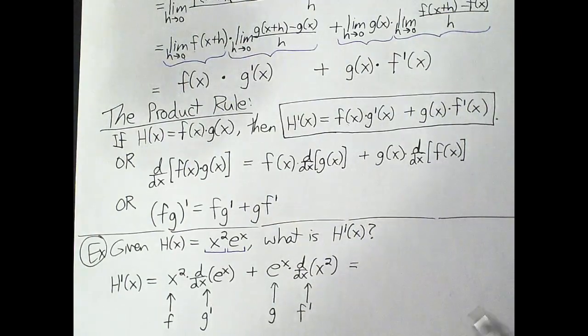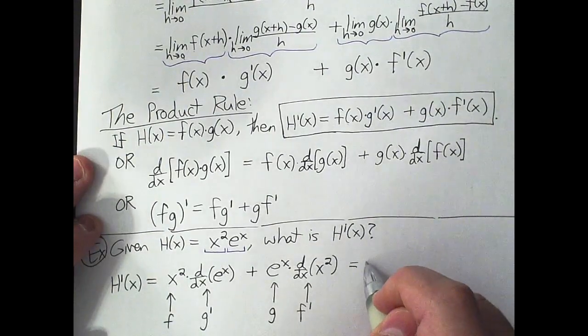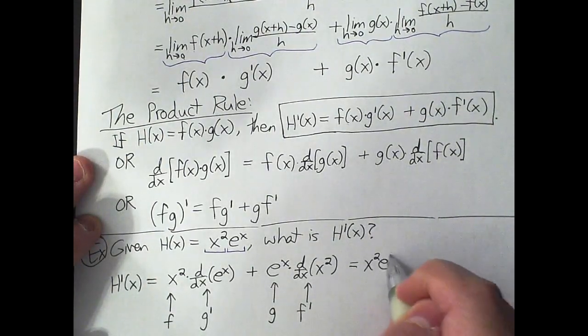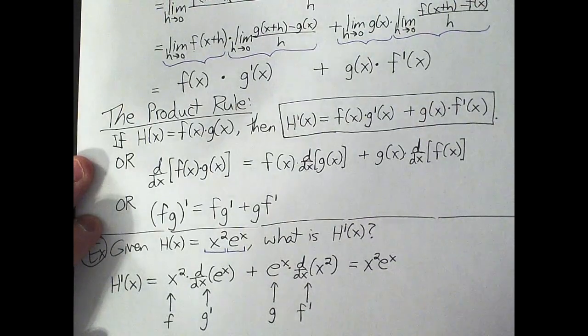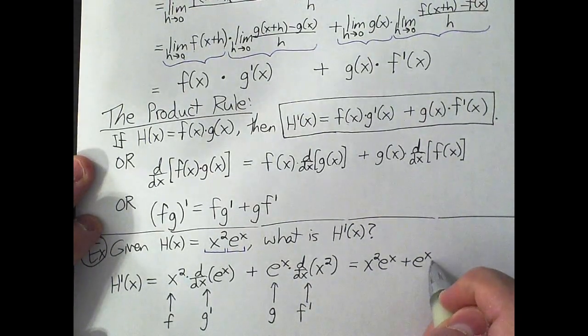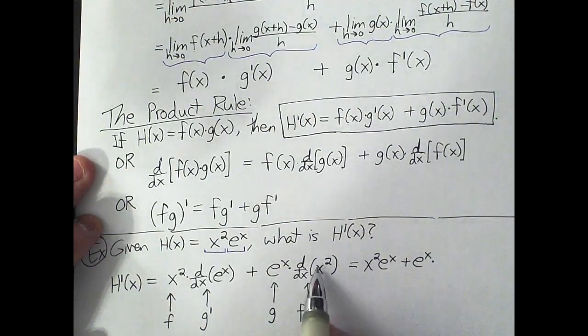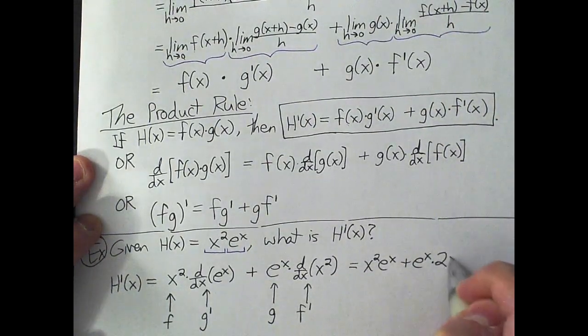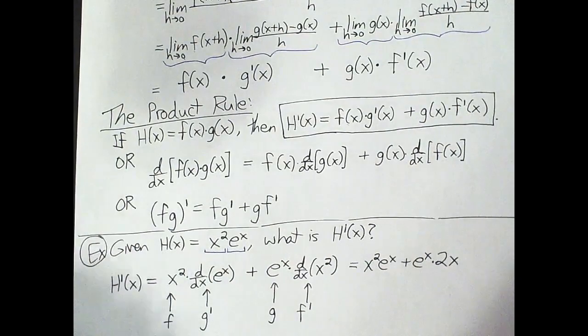And we still have to do these little d/dx problems, right? These little derivatives. But these little derivatives that we've got are easy. x squared times e to the x, because e to the x is its own derivative, plus e to the x times the derivative of x squared, which is 2x. So we basically did it.